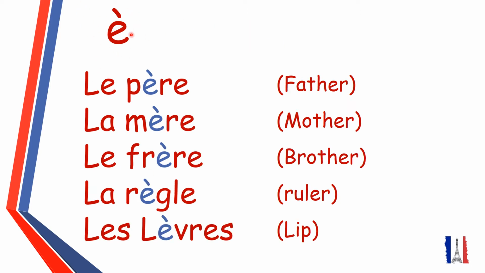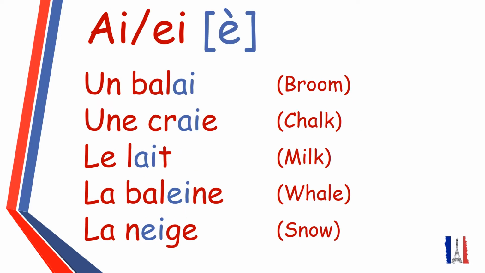Then this one also we covered in the previous lesson, the sound è. For example, le père, la mère, le frère, la règle, les lèvres. So the same sound, è sound with the grave accent, that sound we get with these letters as well.